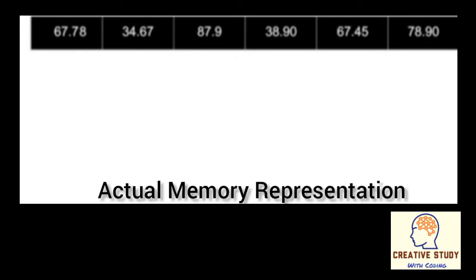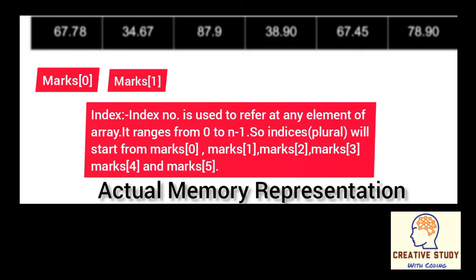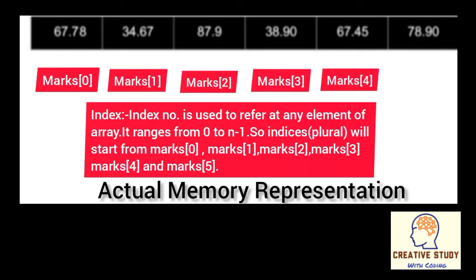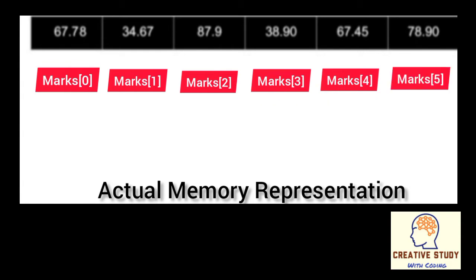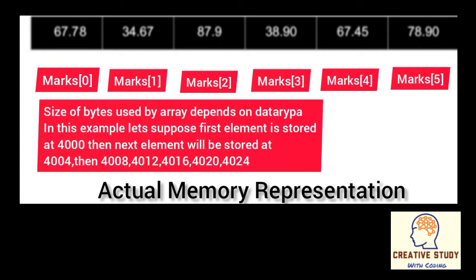Let's see what is index in array. Index number is used to refer at any element of array. It ranges from 0 to n minus 1. So indices will start from marks 0, then marks 1, marks 2, marks 3, marks 4 and the last index will be marks 5. Size of bytes used by array depends on data type.